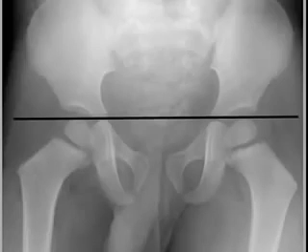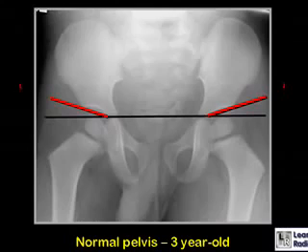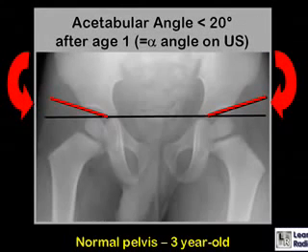And lastly, there is an angle which can be measured using, again, the horizontal line, and then another line which is drawn from the junction of the horizontal line and the triradiate cartilage out to the outer aspect of the acetabulum, basically from the inner to the outer aspects of the acetabulae. This is called the acetabular angle or the acetabular index, and it usually measures less than about 20 to 25 degrees after the age of 1. It corresponds geometrically to the alpha angle that is measured on ultrasound, and in patients with congenital hip dysplasia, this acetabular angle or index becomes enlarged, usually 30 degrees or greater.